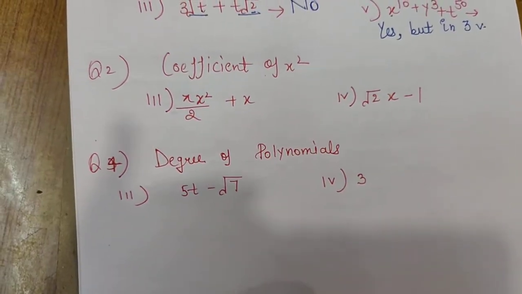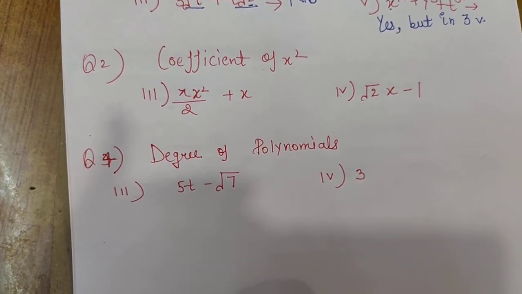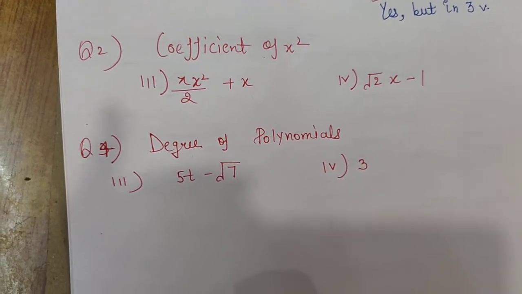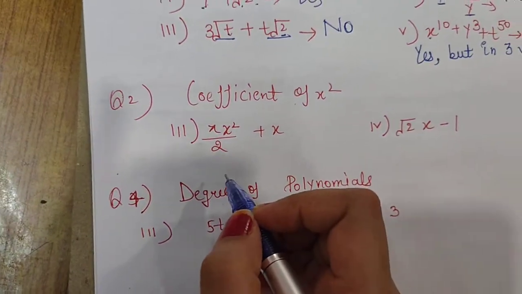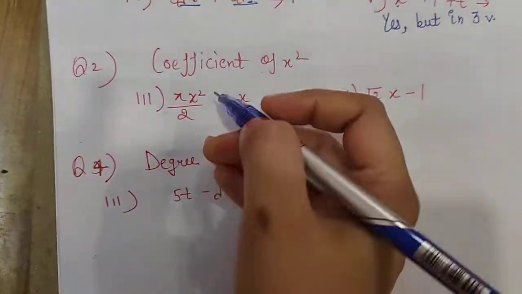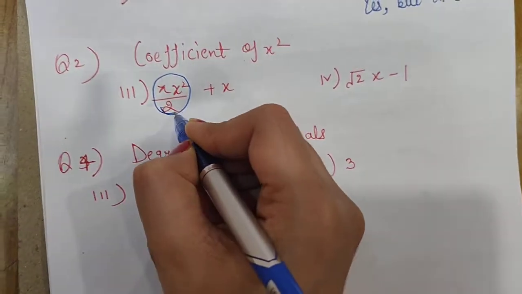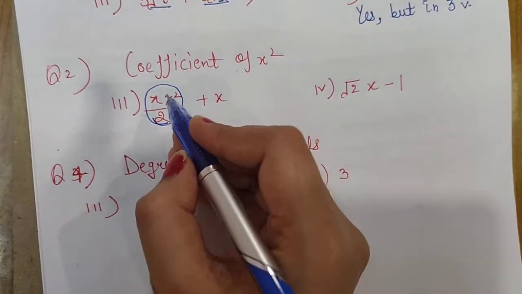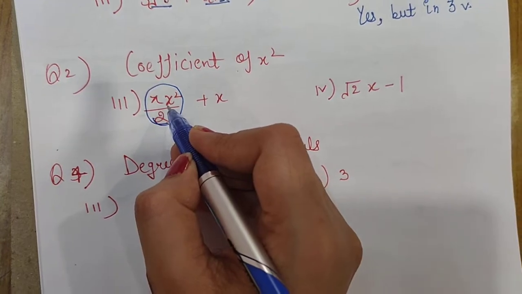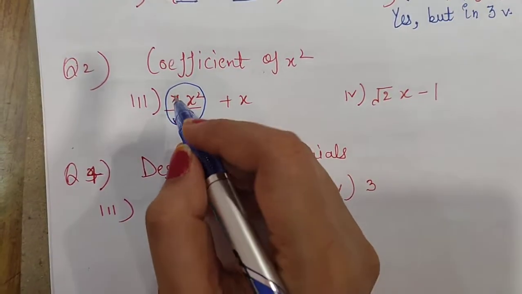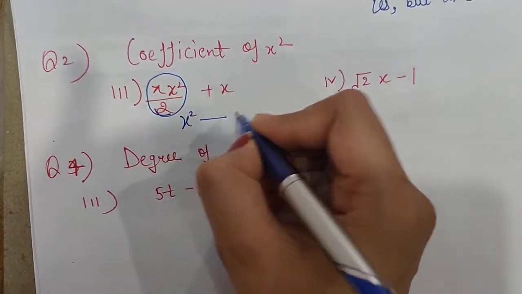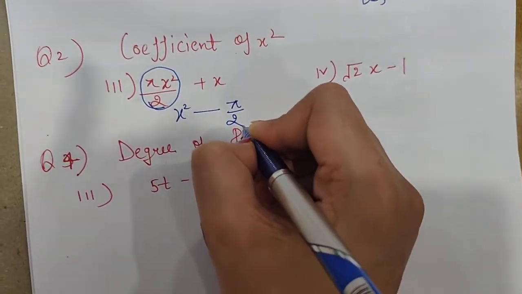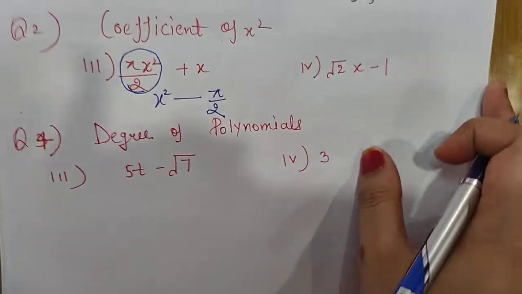Now the next question is the coefficient of x square. They are asking the coefficient of x square. And what did I tell you? First you take out the term in which x square is there. So this term we have to take. Now you see in this term what is there with the x square. What is the multiple of x square? Pi by 2. So what is the coefficient of x square? Pi by 2. You write it in a proper statement.